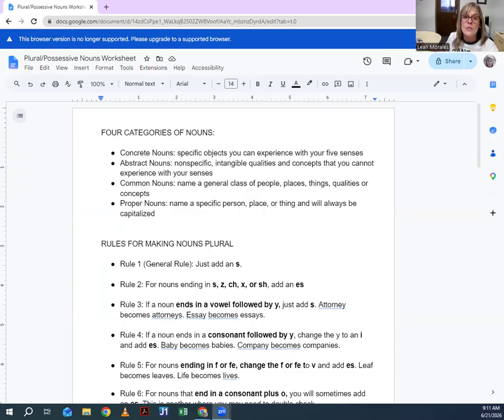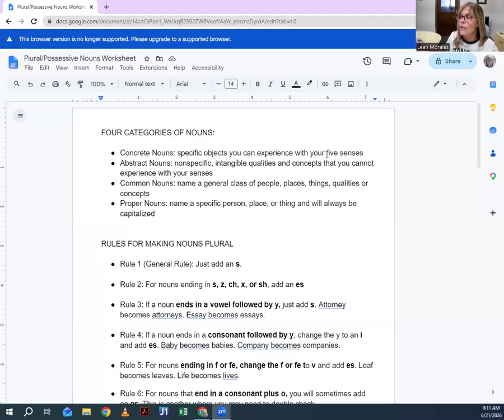Okay, first of all, just a basic reminder: remember that nouns are words that name a person, place, thing, or idea, is what they used to say when I was in school. Now, sometimes they might say person, place, thing, quality, or concept. And there are four basic categories of nouns. There are concrete nouns. These are specific objects you can experience with your five senses.